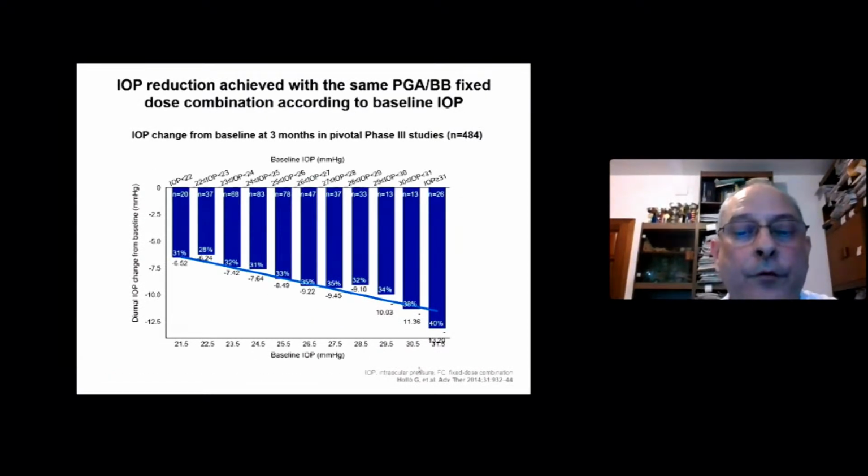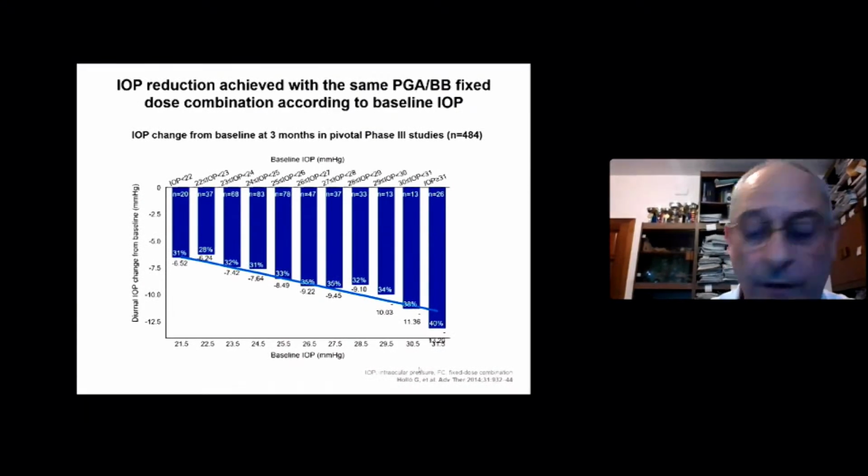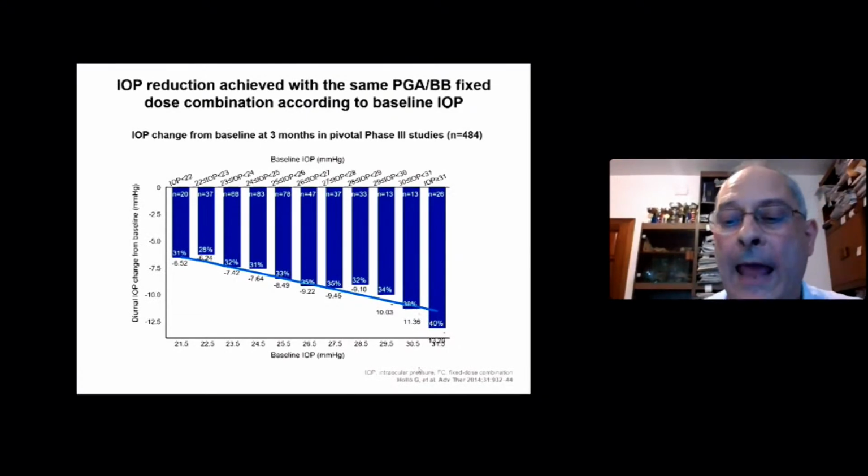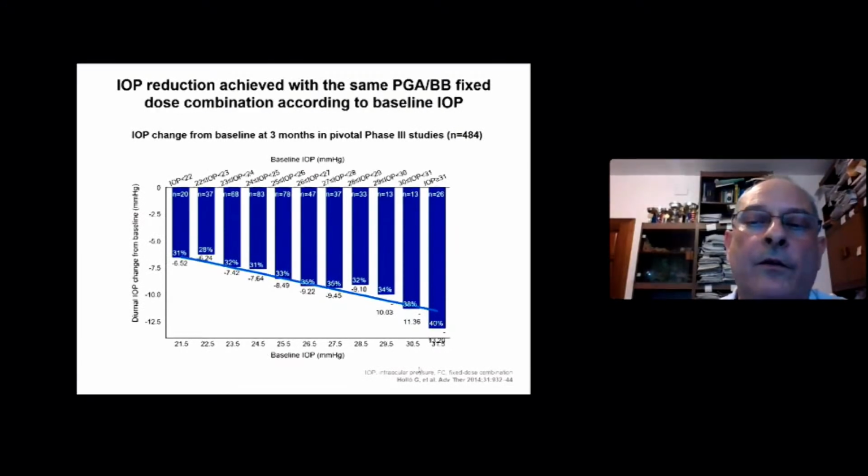This feature is valid for the same medication. So in this study, you can see one medication which provided 31% IOP reduction when the baseline IOP was below 22 millimeters of mercury, and 40% when it was 31 millimeters of mercury or higher. So this is a general feature, and you should know what to expect from your medication, knowing the medication performance and knowing your individual patient's IOP.